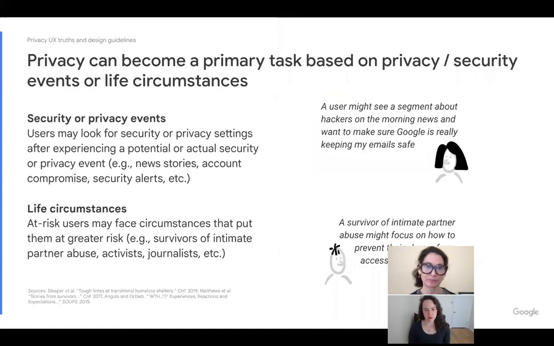At the same time, privacy can become very important when the user is trying to meet a need. For example, if they want to stop embarrassing content from being displayed or address a risk they heard about in the news. Or a user may have a life circumstance that brings privacy needs to the forefront. For example, at-risk users face circumstances that may put them at risk on an ongoing basis.